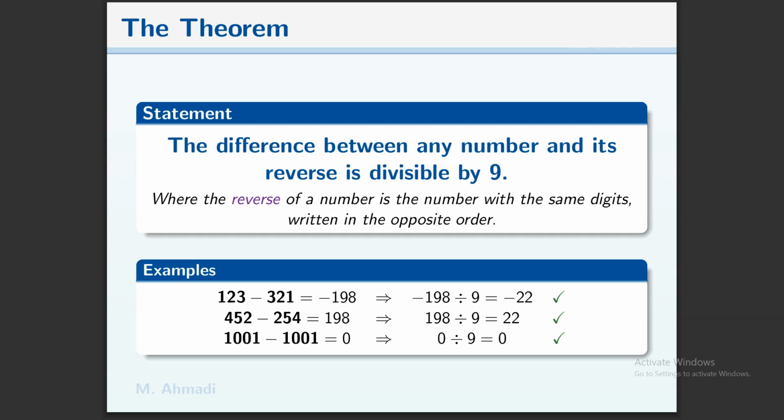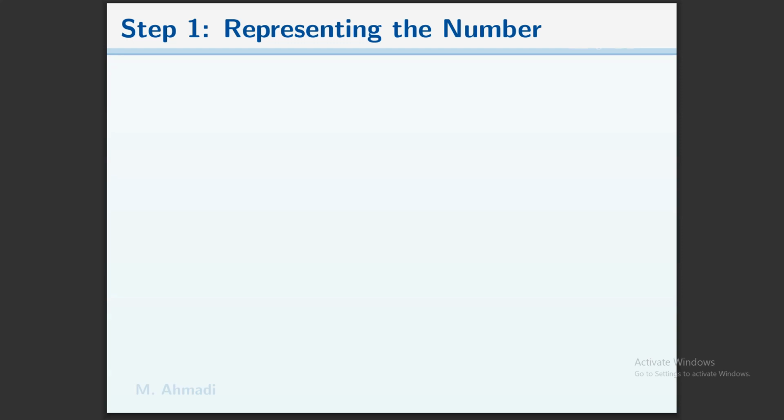452 minus 254 equals 198. And 198 divided by 9 equals 22. And also 1001 minus 1001 equals 0. And also 0 divided by 9 is equal to 0.